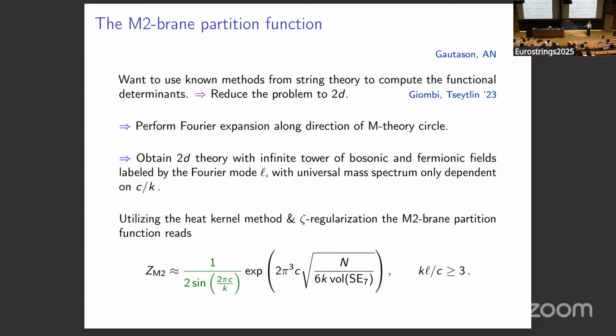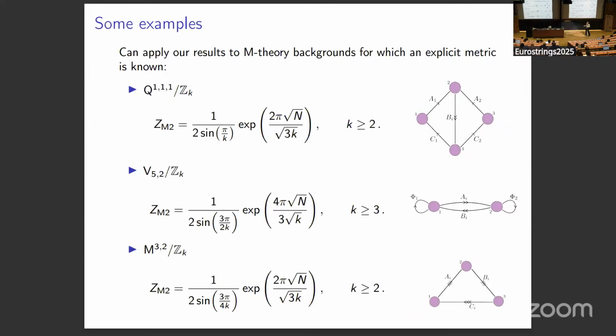And then using, of course, known methods such as the heat kernel and zeta regularization, what you find is that the M2 brane partition function just evaluates to this very simple expression, the one-loop piece at least. And it's universal. It just depends on the c, which you can read off from your metric. The only caveat is that this is true if this inequality is satisfied, but this is already true for large enough k. And you can apply this to various known Sasaki-Einstein 7 backgrounds, for which the field theory has also been studied, and you can find the expression in each case. And you can see already for small k, it's satisfied, which is quite nice.